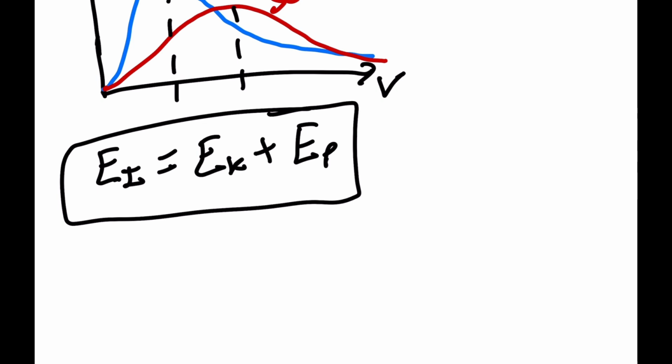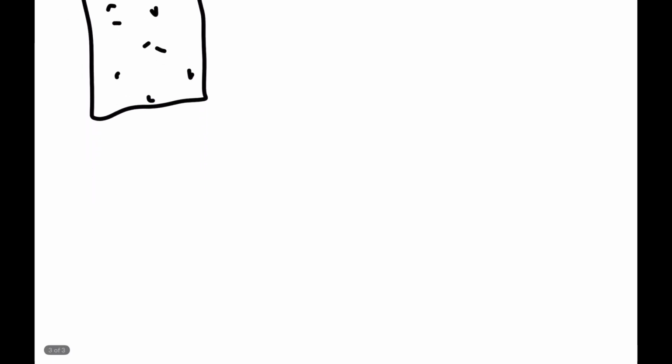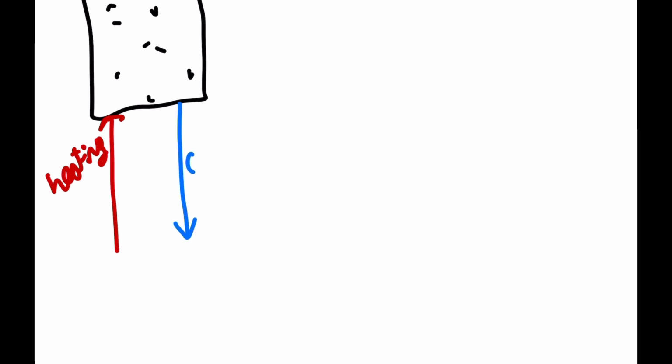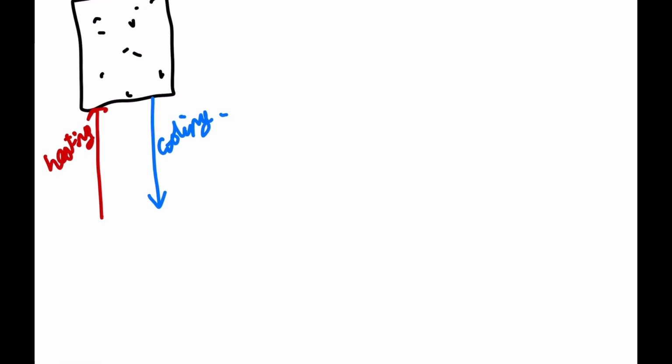Let's go on to work done. Say you have a system with particles moving about like this. To do work on the system, you can do work by heating the system, and you can do work by cooling, by taking away energy from the system. And that's pretty much it.